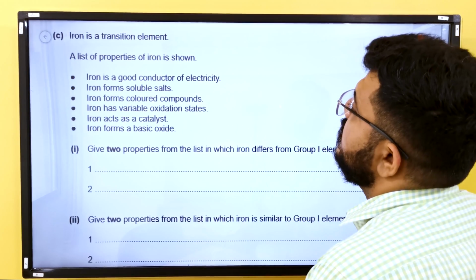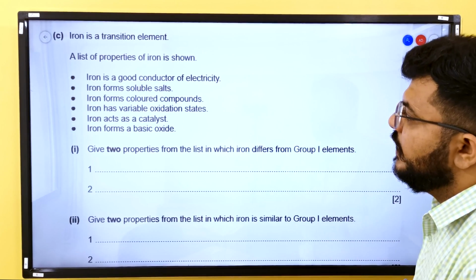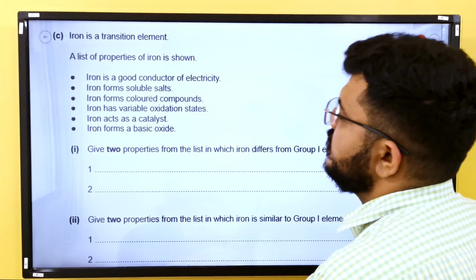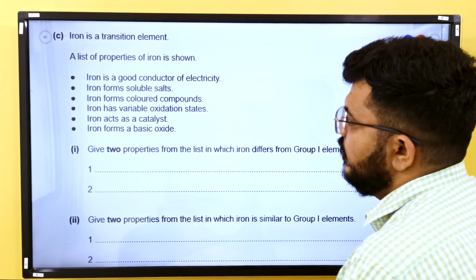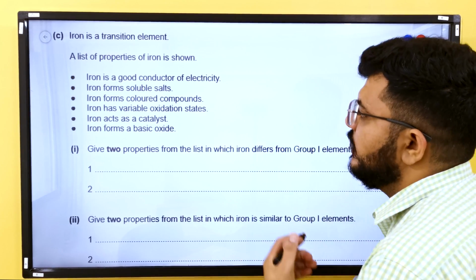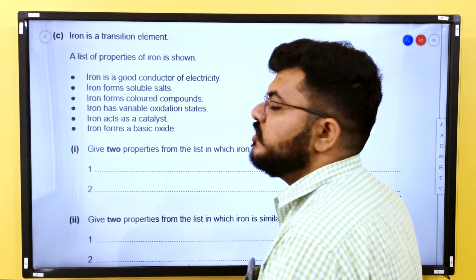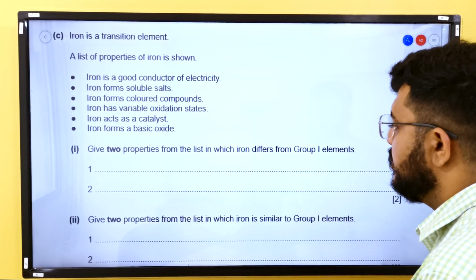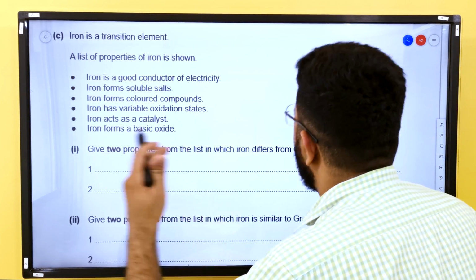Iron is a transition element. A list of properties of iron is shown. Iron is a good conductor of electricity. Iron forms soluble salt. Iron forms colored compounds. Iron has variable oxidation states. Iron acts as a catalyst. Iron forms a basic oxide. Give 2 properties from the list in which iron differs from group 1 elements.